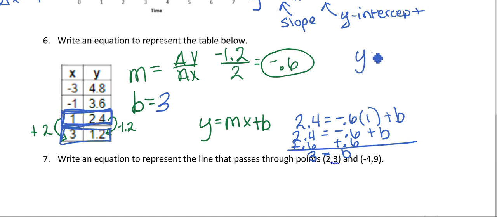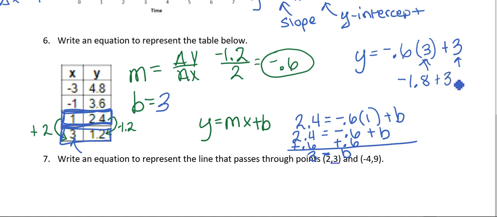I have y equals negative 0.6, and we're using 3 for my x value, and we're adding 3 for my y-intercept. So we're plugging in my x value here, and we're using my y-intercept that we just found to see if we're correct. So negative 0.6 times 3 is going to give me negative 1.8. And if I add 3, that should give me 1.2, which is not.